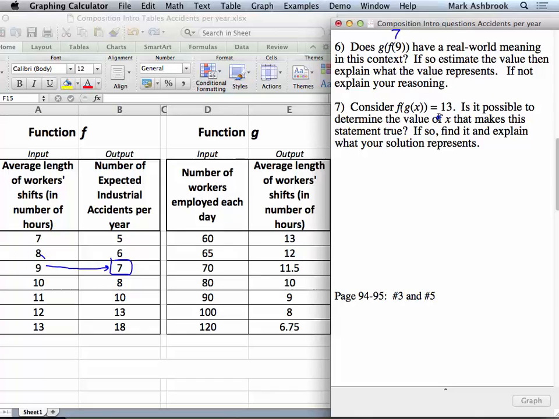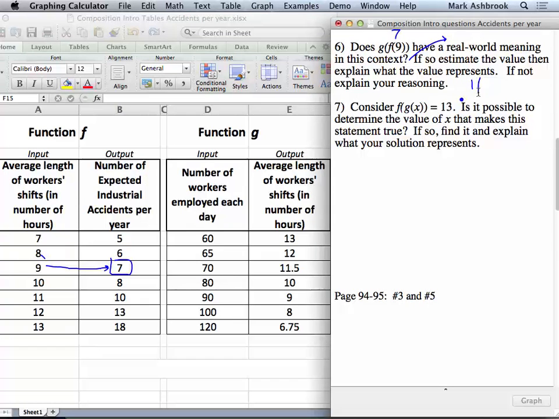So what about putting that 7 into g? It wouldn't make any sense because there's no input of 7 on there. Exactly. G has a certain function. Its function is to take the number of workers and give the average length of the shift. What are we trying to give it? Number of accidents. G says, I don't know anything about number of accidents. My only function is to take the number of workers employed each day and tell you what the average length of worker shift is. So when you try to give me an expected number of accidents, I say, no, can't do it. That's not what I do. So it does not.